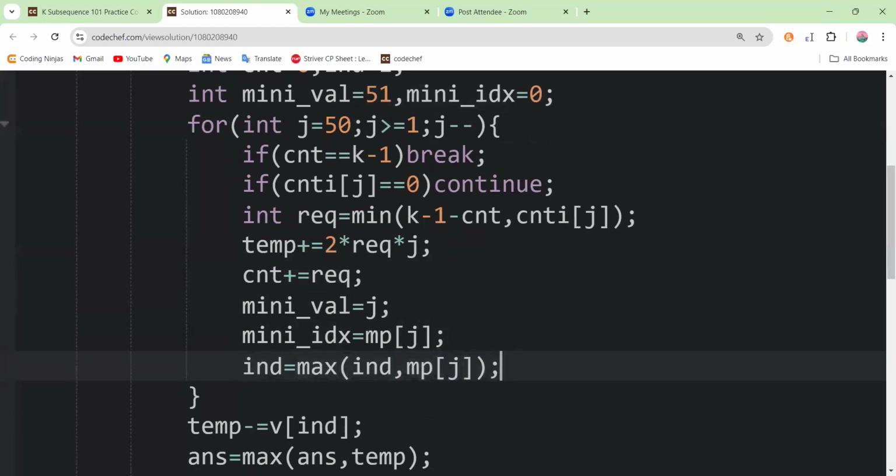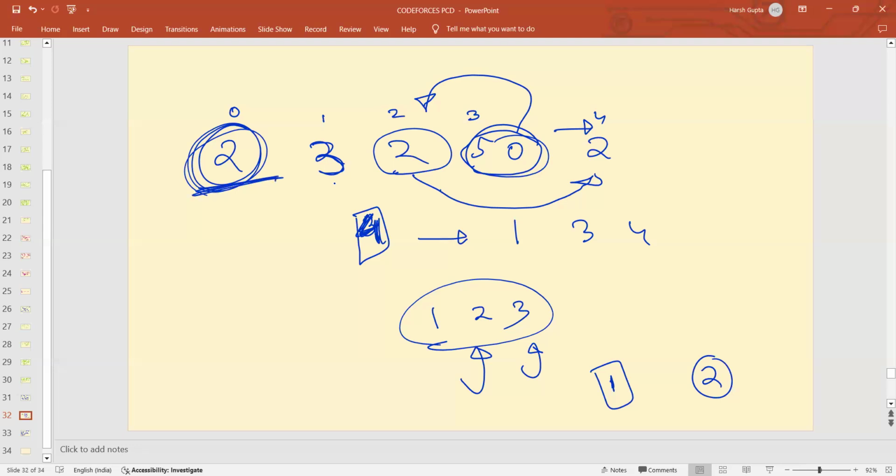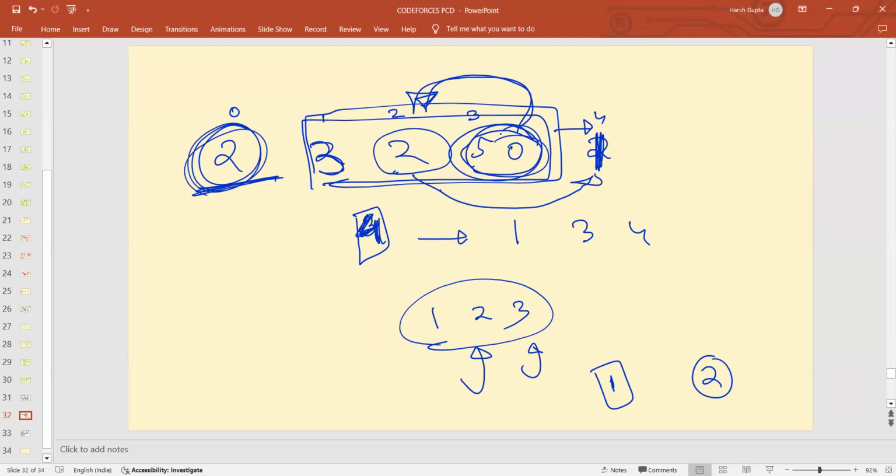Like if I tell you that I am taking 2 as the first element and I took 3 to 50, let's suppose this value was 1, I took 3 to 50. If I am trying to shift 50 towards the left, then before trying to do that, I have to know the index of 50. Only if I know the index of 50 will I be able to search what the maximum element is towards the right of 50.